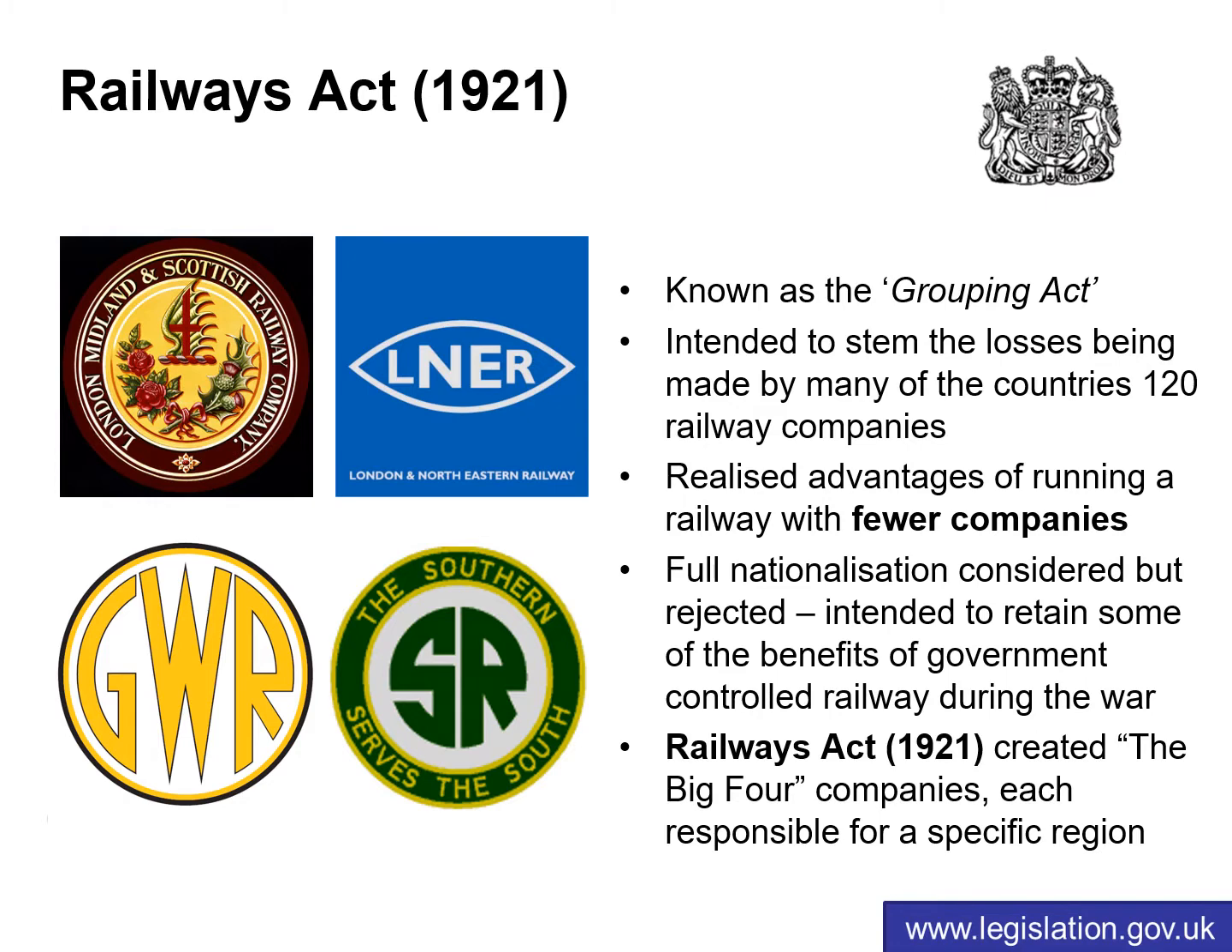So eventually it was realised that it was advantageous to reduce the number of companies that were running the railways. Full nationalisation was considered, but this was rejected. The Railways Act of 1921 created the Big Four companies, each responsible for a region, and these were the London, Midland and Scottish, known as the LMS, the LNER, the London and North Eastern Railway, the GWR, the Great Western Railway, and the SR, the Southern Railway.